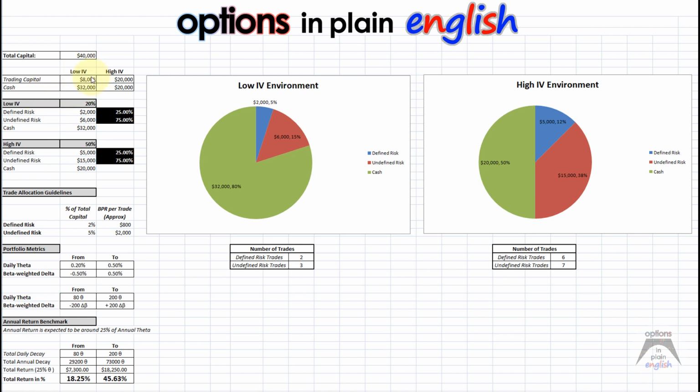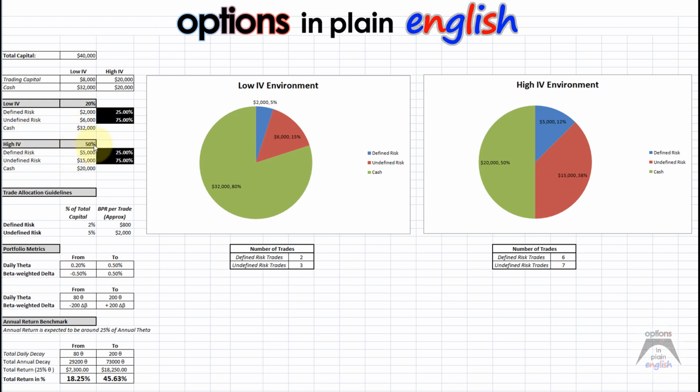So now we know this number is going to fluctuate between 8,000 and 20,000. So for low IV, we're going to have 8,000, and they're going to be assigned to defined and undefined risk trades. So remember, we talked about a 25-75 split between defined and undefined. So we have 2,000 assigned to defined risk trades and 6,000 assigned to undefined risk trades.